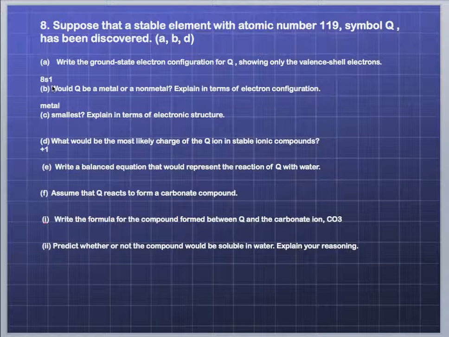So we're going to do an FRQ first. Suppose that a stable element with atomic number 119, symbol Q, has been discovered. Write the ground state electron configuration for Q, showing only valence shell electrons.